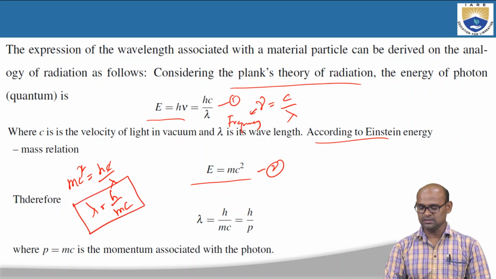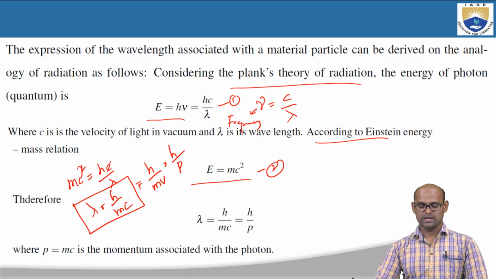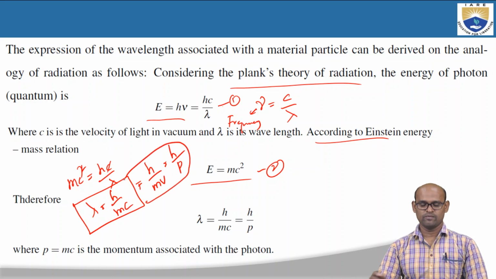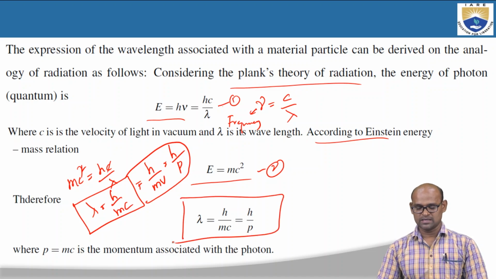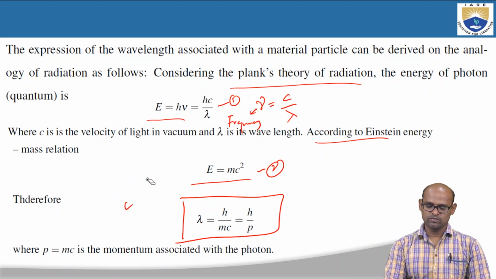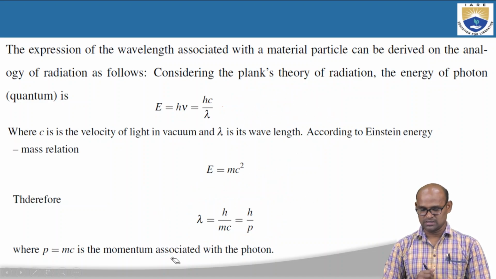For a general particle, velocity is v, so I can write this equation as lambda is equal to h by m into v, where m into v is momentum. So lambda is equal to h by mv or h by p. This is the de Broglie wavelength associated with a particle of mass m and velocity v. So we have defined what a de Broglie wave is, and we have also derived the equation for the de Broglie wavelength.